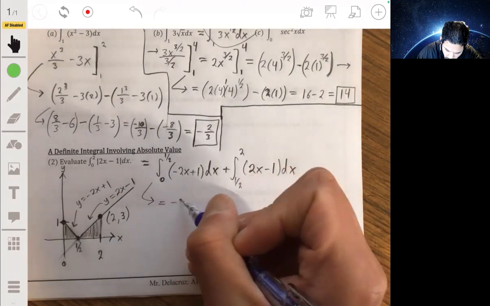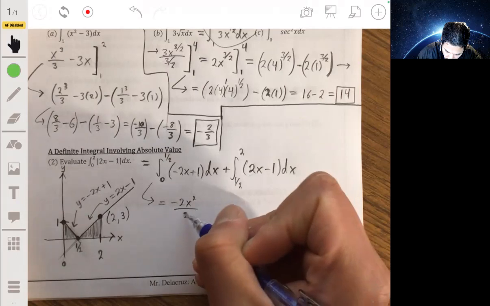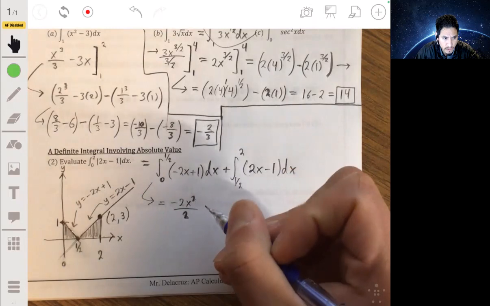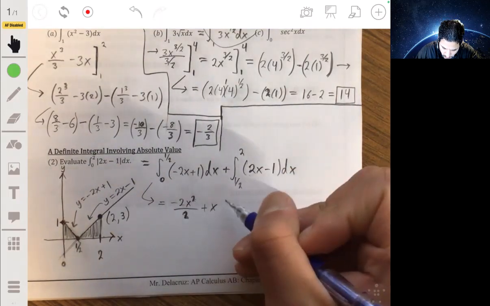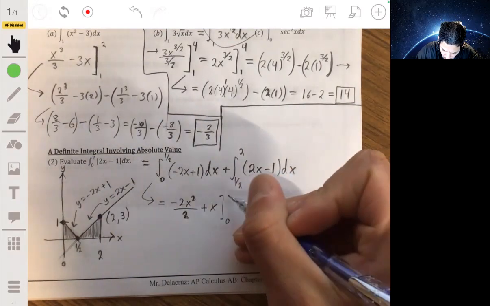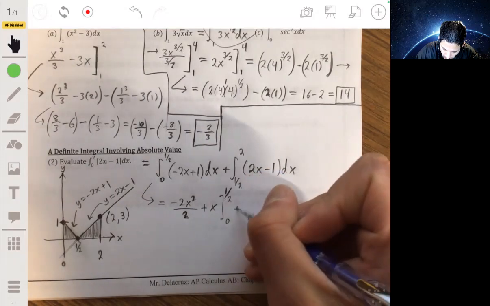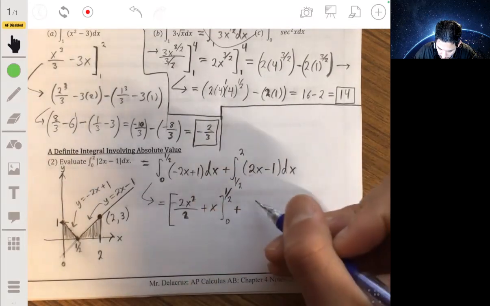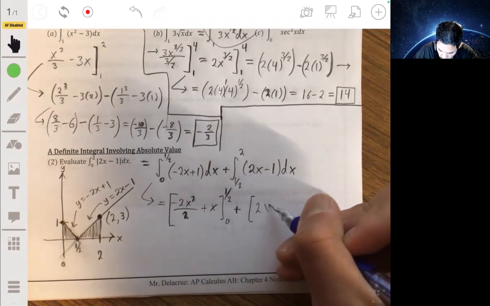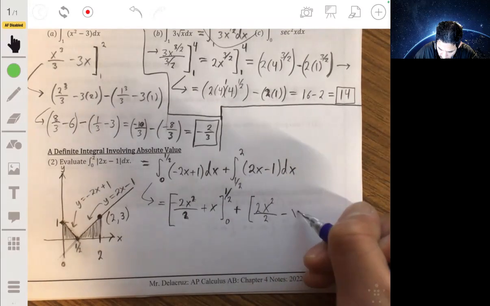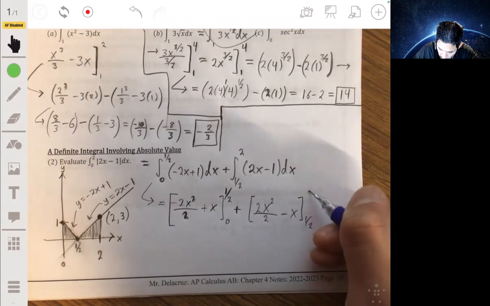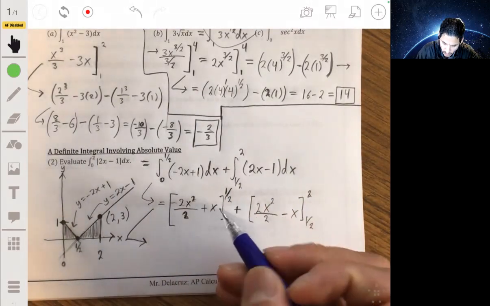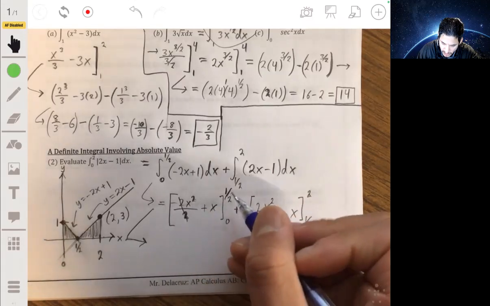So this will be negative 2x squared over 2 plus x. The first part, we're going to evaluate from 0 to 1/2. Then we're going to add to it this integral, let's put that in brackets: 2x squared over 2 minus x from 1/2 to 2. And then we can use the fundamental theorem of calculus here. So this is just negative x squared plus x.